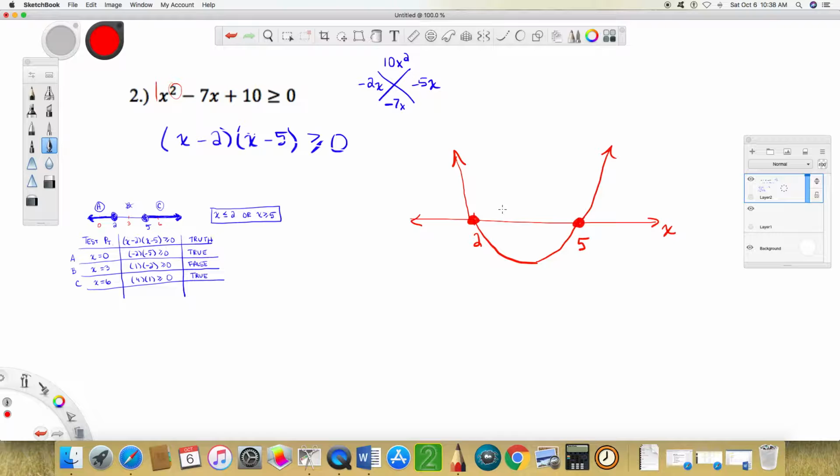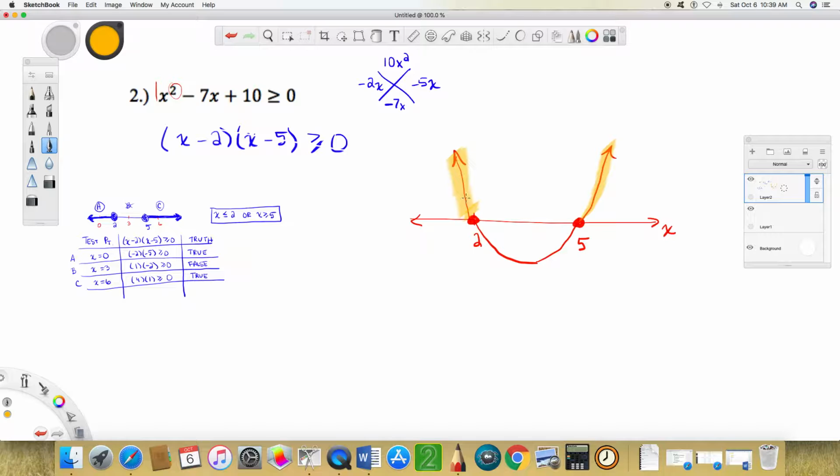And now it says greater than or equal to 0. So greater than 0 is above the x-axis. The portion of the parabola that I'm interested in is above the x-axis. This is the portion that I'm interested in, including the x-intercepts, because it's greater than or equal to. So I need to describe all the x-coordinates of these points.